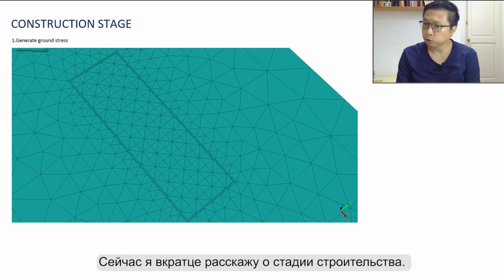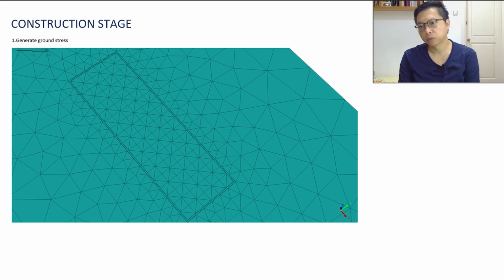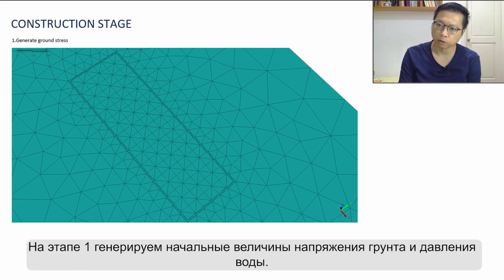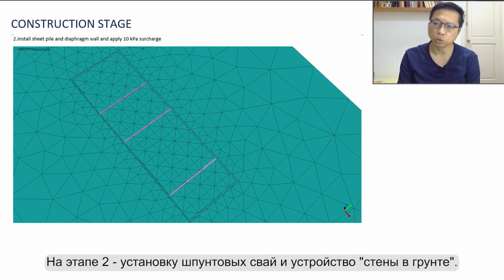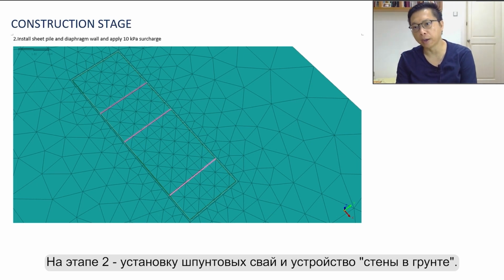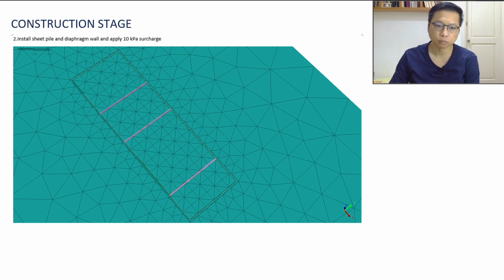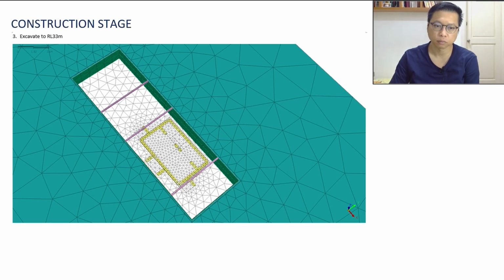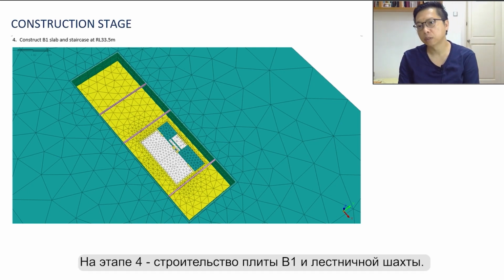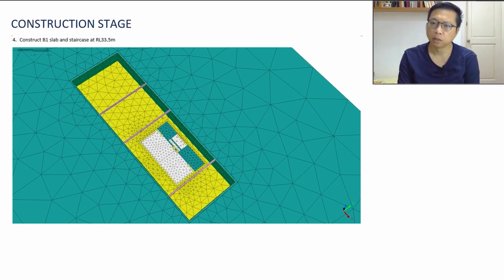I'll quickly walk you through the construction stages. In stage 1, we generate the initial ground stress and the water pressure. Stage 2, install sheet pile and the diaphragm wall. Stage 3, carry out the first excavation. Stage 4, construct B1 slab and staircase.